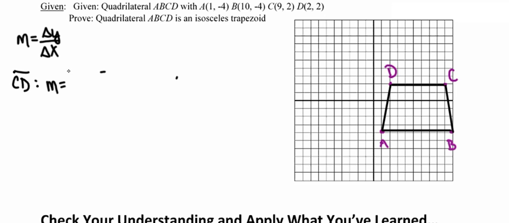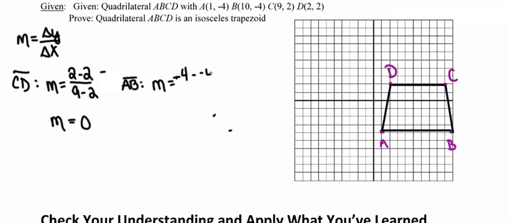So the slope of segment CD is going to be 2 subtract 2 over 9 subtract 2. And I can get my calculator out and punch this whole fraction into my calculator. When I do, I find that the slope of segment CD is equal to 0. And then I'm going to go do the same thing, but this time for the other base, segment AB. So when I find the slope of segment AB, slope here is going to be -4, subtract -4 for the numerator. And then for the denominator, 1 subtract 10. And when I punch in that fraction, with -4 subtract -4 in the numerator, 1 subtract 10 in the denominator, my calculator tells me the slope is 0.